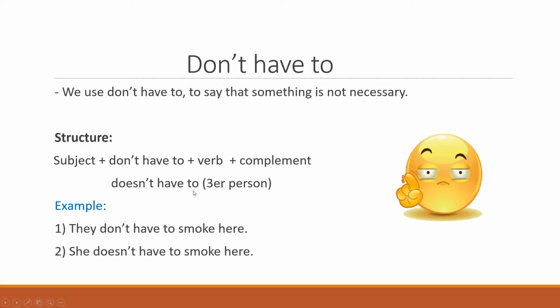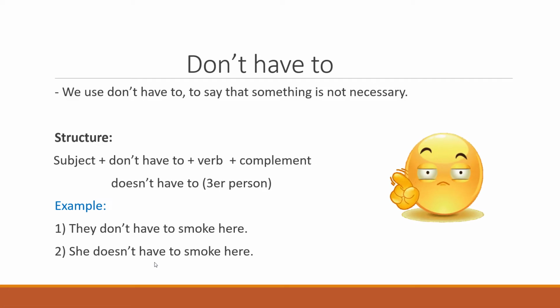We're going to use doesn't have to when the subject is she, he, or it. If the subject is I, you, we, or they, you have to use don't have to, then the verb, and then the complement. Look at the example. Number 1, they don't have to smoke here. Number 2, she doesn't have to smoke here. Okay? Excellent.